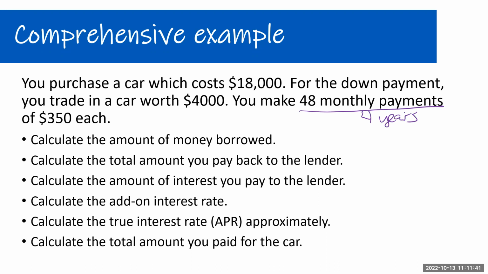We want to answer the following questions. How much did we borrow? How much did we have to pay back to the lender? How much interest did we pay back to the lender? What's our add-on interest rate? What's our true interest rate, APR, approximately? And how much total did you pay for the car? These are a lot of questions, but they all kind of build on each other and they're all related. Let's take them one or two at a time.